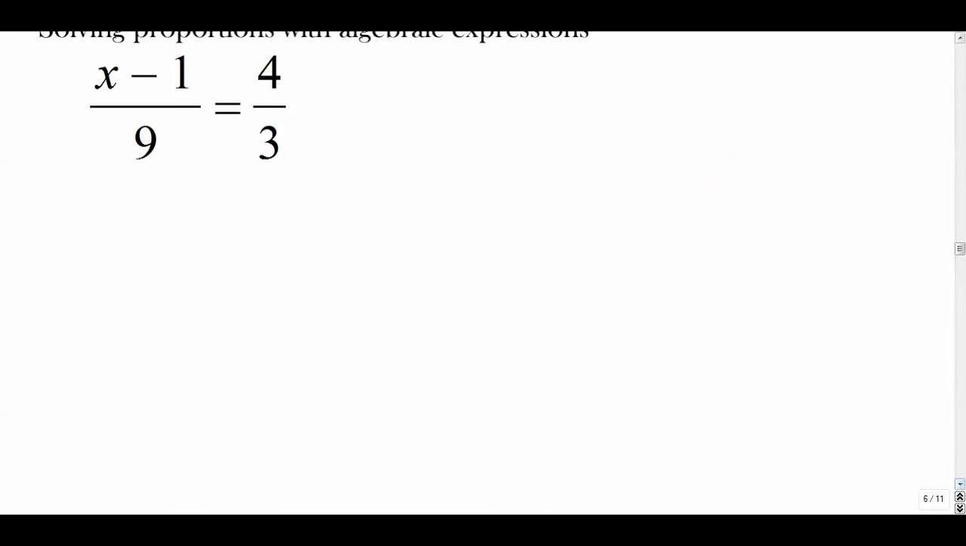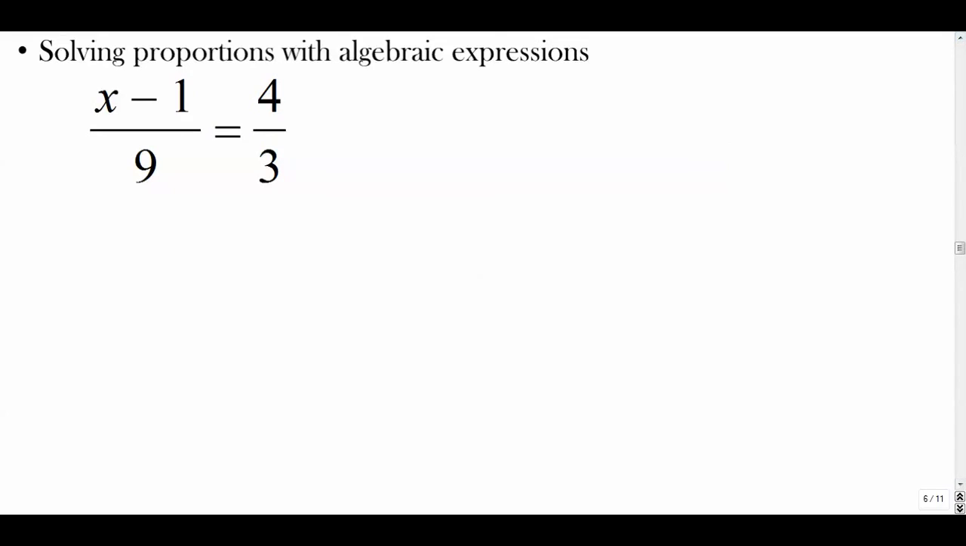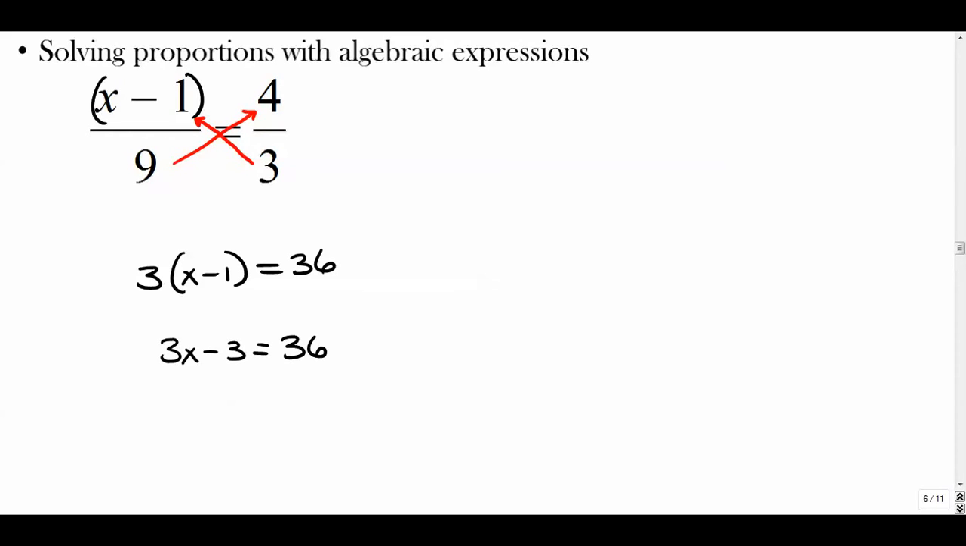Solving proportions with algebraic expressions. Pause this, give it a shot, see if you can get it. Alright, so we're going to probably just cross multiply this. Take this bottom number, multiply it up here. Take this bottom number, multiply it up here. When we do that on the left hand side, we have to remember to put that binomial in parentheses, is equal to 9 times 4. 9 times 4 is 36. So now we're going to distribute: 3x minus 3 is equal to 36.